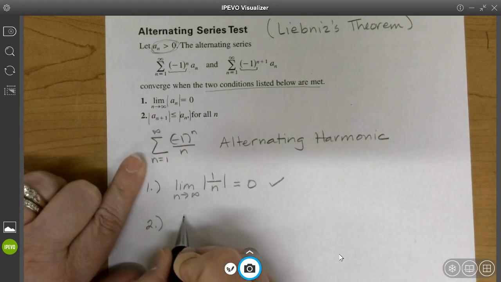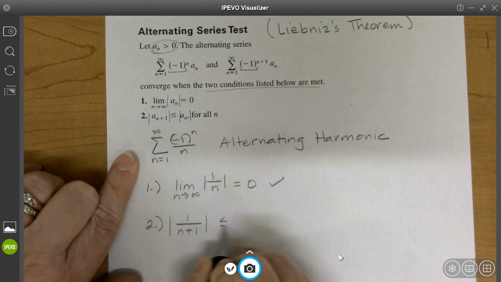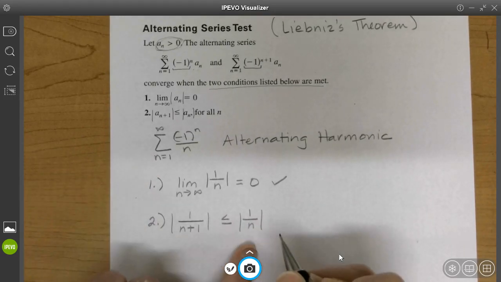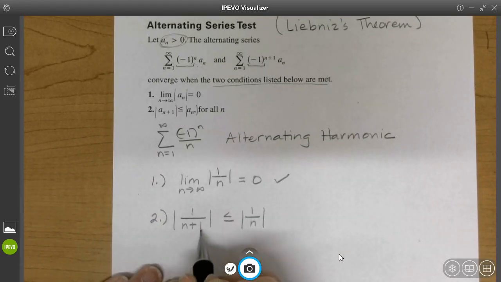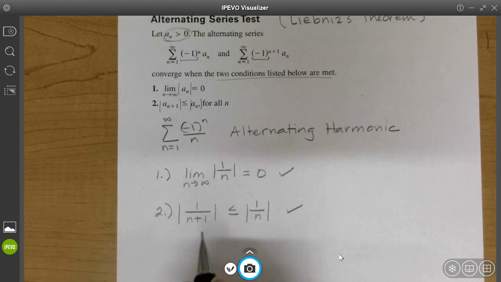So let's plug in n plus 1. So I'm going to have 1 over n plus 1. Is that smaller than or equal to the nth term? Now I have a bigger denominator here, so that's going to be a smaller fraction. So yes, it works.